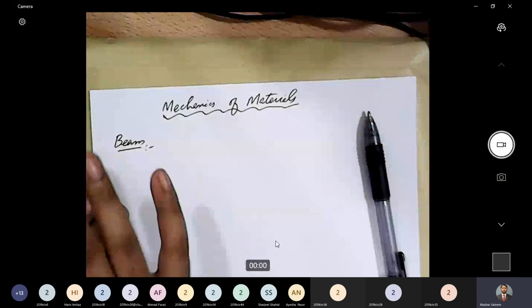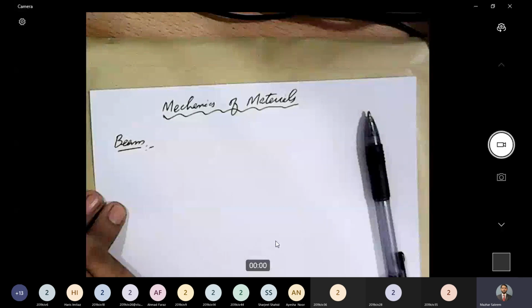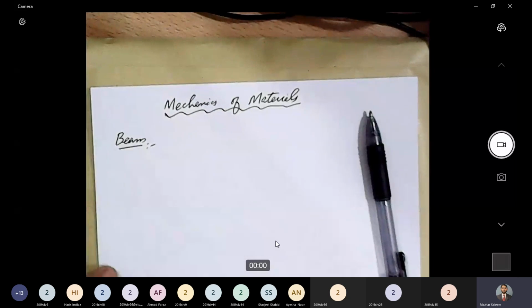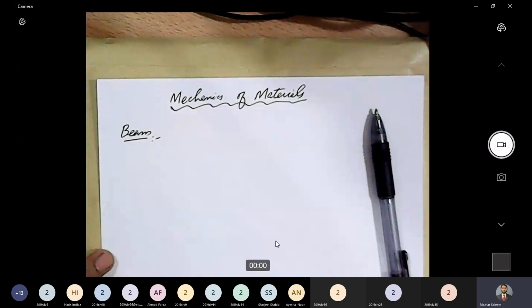Further, the orientation of beam is normally horizontal, but it is not necessary. It can have any orientation. Now, when I define the beam, I say that it is a structural member. So there are a few important terms in this definition. So I said beam is a structural member. Now, what do we mean by a structural member?